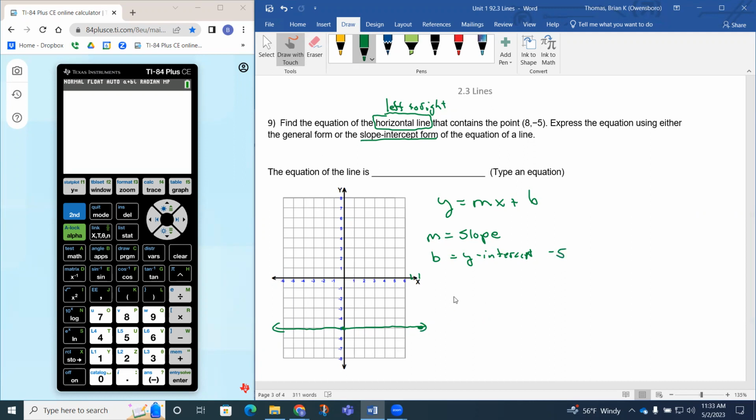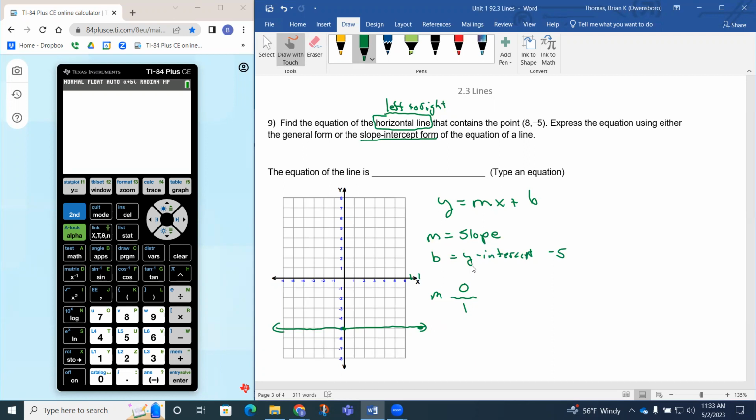And again, notice how, if I'm talking about the rate of change, the slope, there is no change in the y. There's only change in the x. So notice how it's not moving up or down, it's just moving left and right.